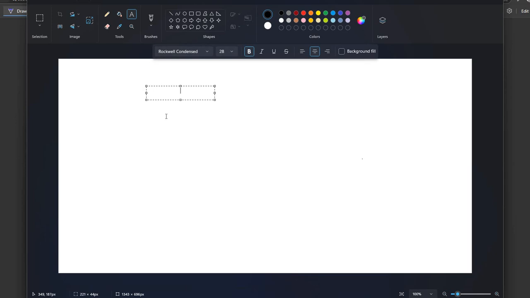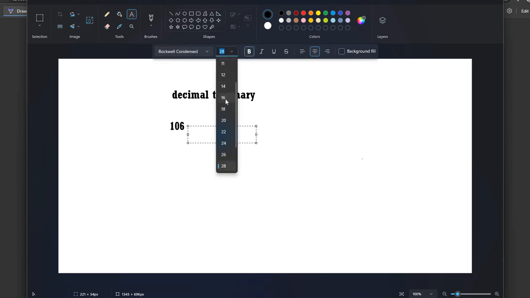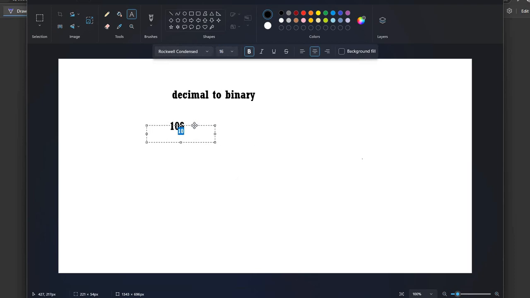So 106, decimal to binary. First of all we will try to do this decimal to binary. What is our number? 106. What is the base? The base is 10. Base is 10, so 106 equals how much? We need to convert it into binary.